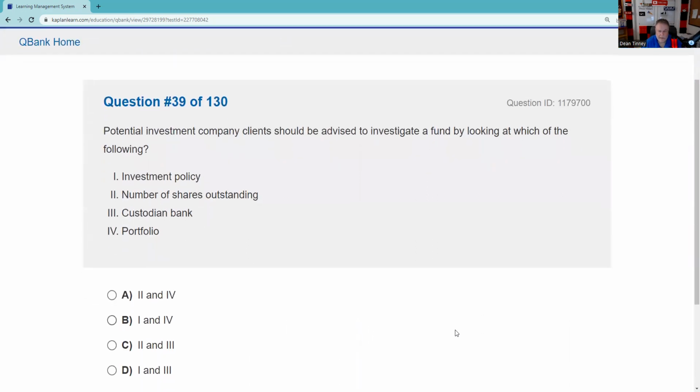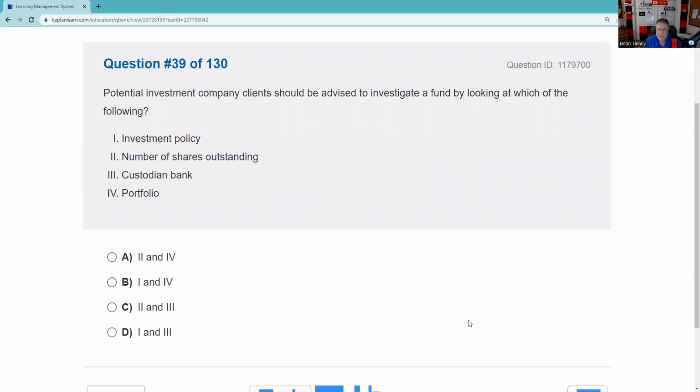Potential investment company clients should be advised to investigate a fund by looking at which of the following. Mutual funds have a very good custodial history. So when you hear somebody losing a lot of money, it's usually with an investment advisory firm in terms of lack of custody and not a mutual fund because of custody. So you would want to look at the investment policy, certainly, Roman numeral 1. The number of shares outstanding, what does that matter? I mean, that really has nothing to do with it. As I told you, you don't need to worry about the custodial bank and whether it's State Street or JP Morgan, who cares? The portfolio, yes. So I'm going to say 1 and 4, right?